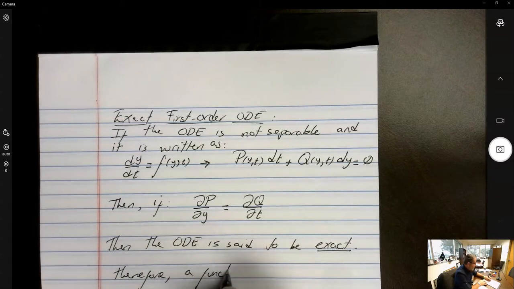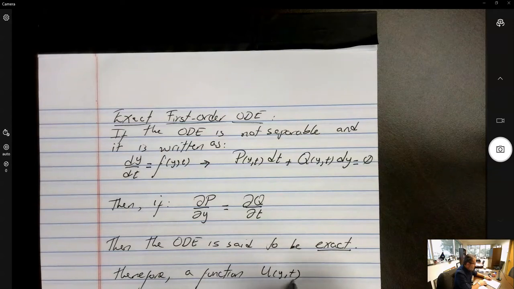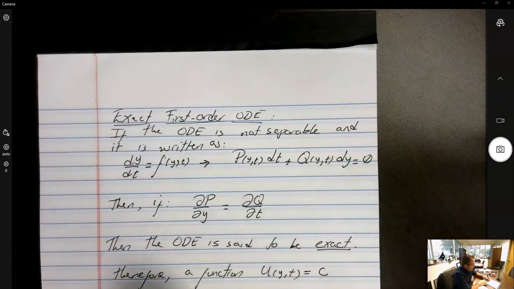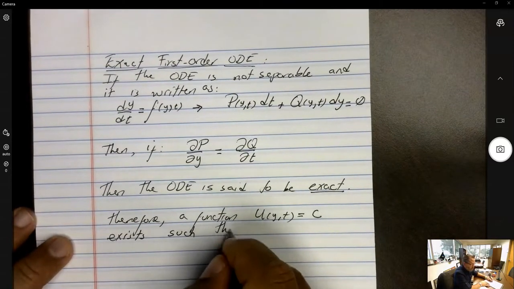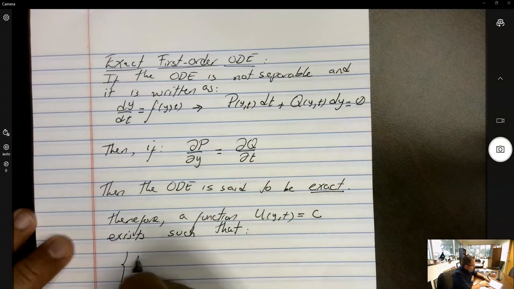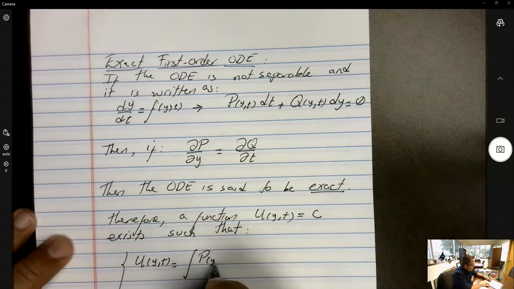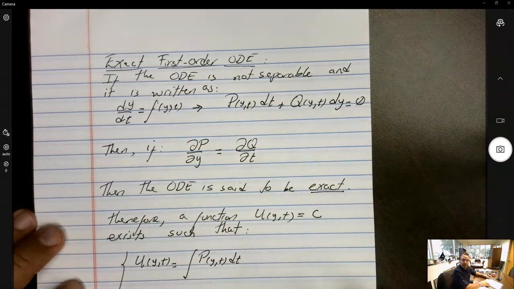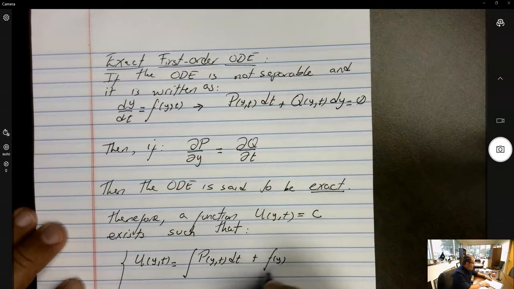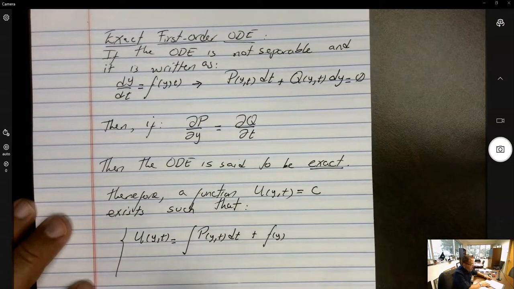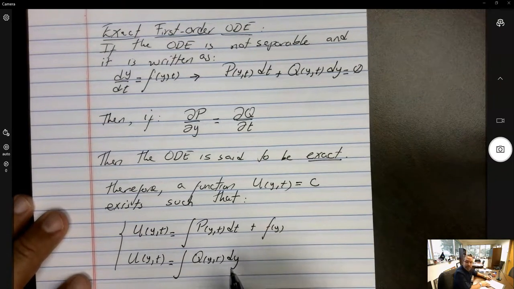Now, if this is the case, therefore, a function u of y and t equals a constant exists such that the function of y and t is simultaneously the integral of p with respect to t plus some function of y, because this is an integration with respect to t, then a function of y would be a constant. And u of y and t will also be simultaneously the integral of q of y and t with respect to y plus a constant g of t.